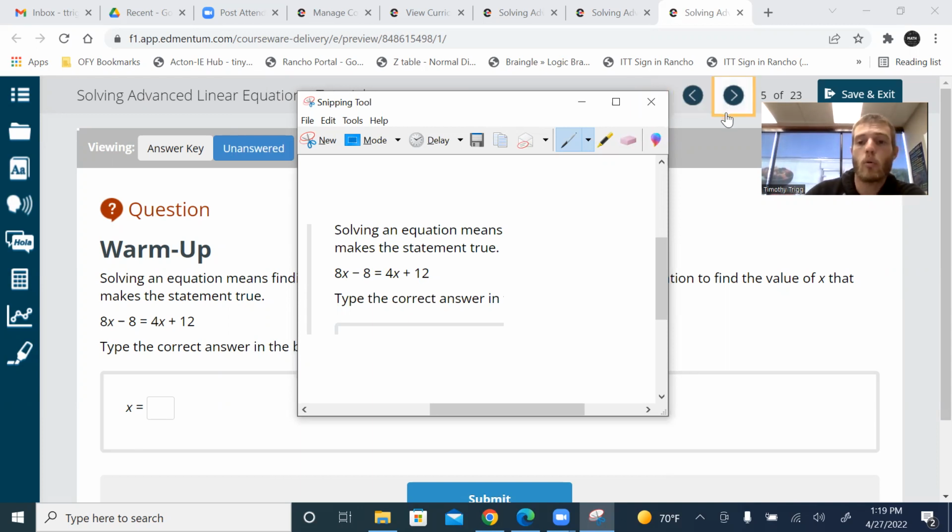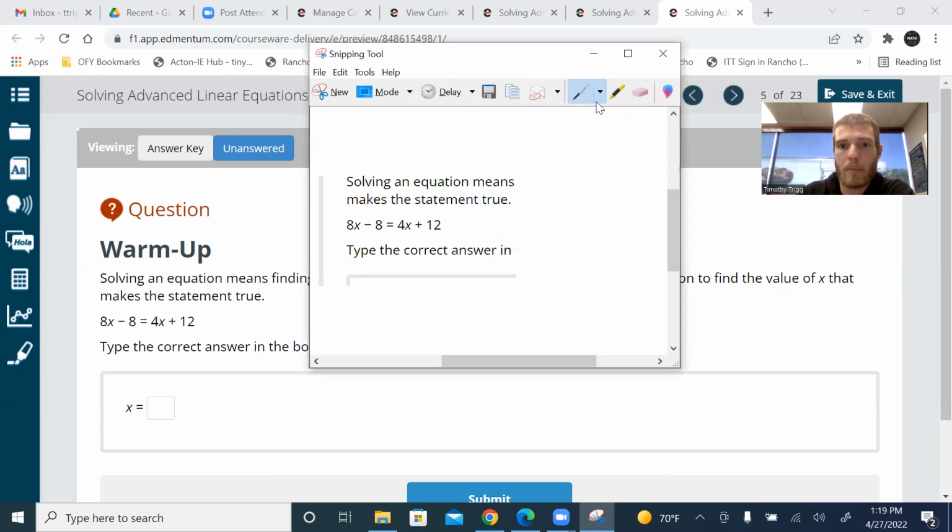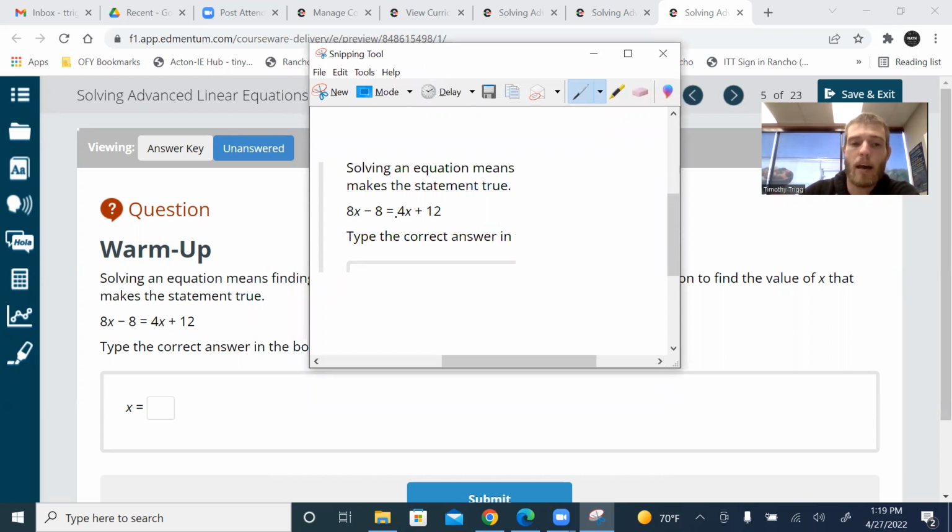So let's go to the tutorial first and go to page 5 where you get the first warm-up question. This is very similar to the ones we did from the last lesson, where we have x's on both sides of the equation. The first thing we want to do is move all our x's together on the same side of the equation. Generally, I like to have all my x's together on the same side. And remember, whatever you do to one side of the equation, you have to do the same on the other side. So I subtract 4x here to cancel this 4x, but that means I have to subtract 4x on the other side of the equation as well.